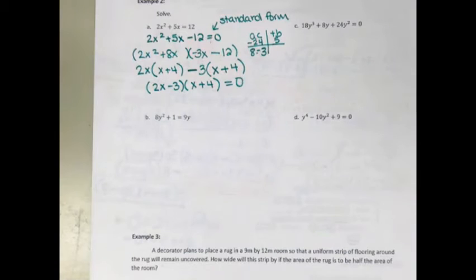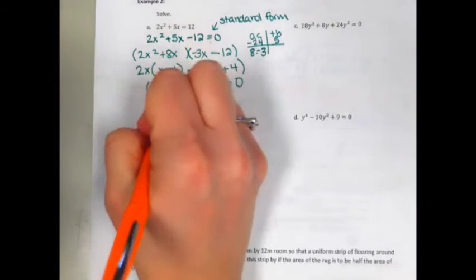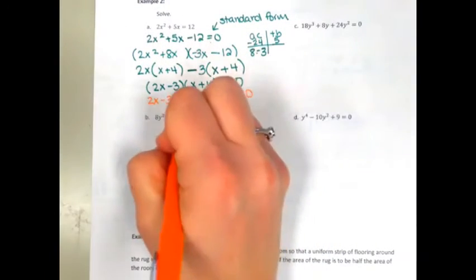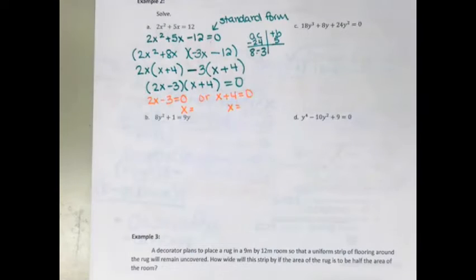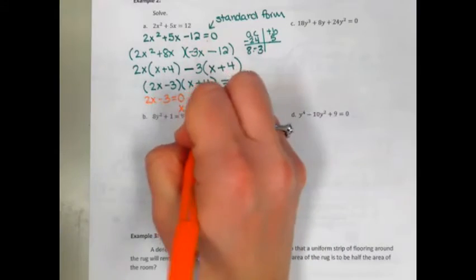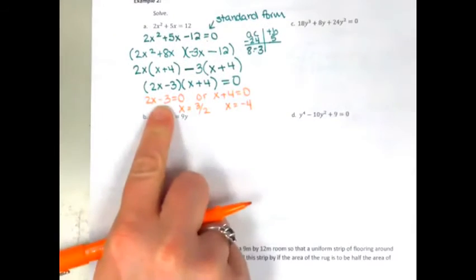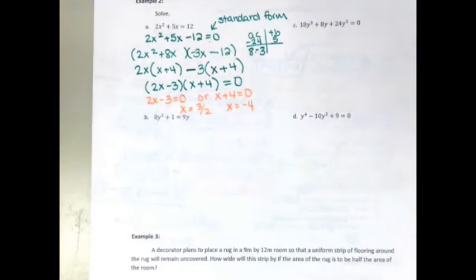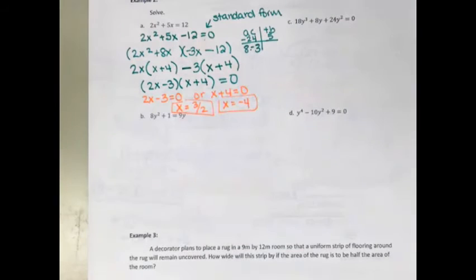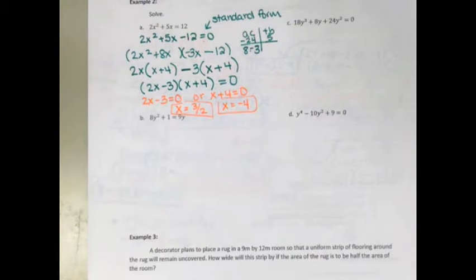Now we factored it. Have we solved it now? Nope. So we set each group equal to 0. And we solve. So what are my two solutions? What would my two solutions be? 3 halves, yep, and -4. Why? Because you add the 3 over, divide by 2, subtract the 4 over. Good. All right, go ahead and do B for me. Go ahead and do B.